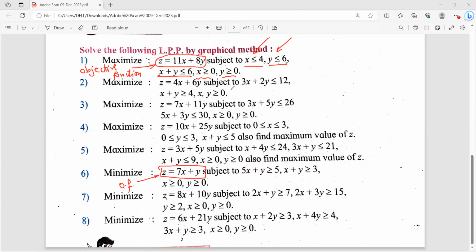Okay, so let me start with this question. I will solve the first one, then the second one, and then I will take the fifth one. I'll take the first one, the second one, and the fifth one. So to begin with, let me solve question number 1.